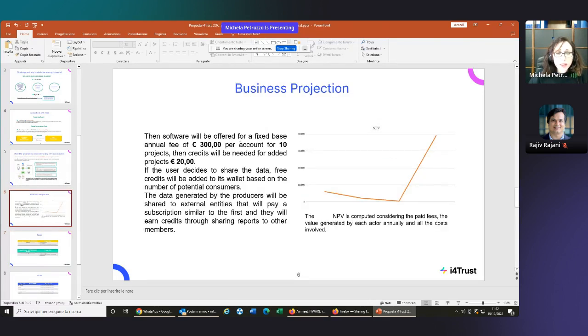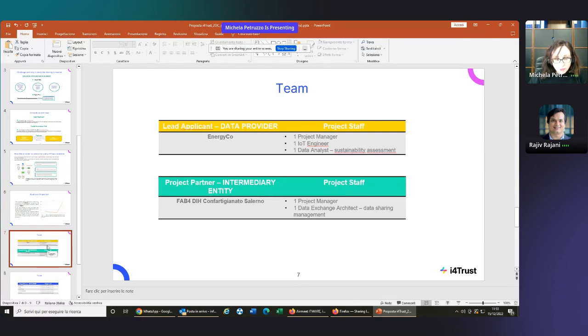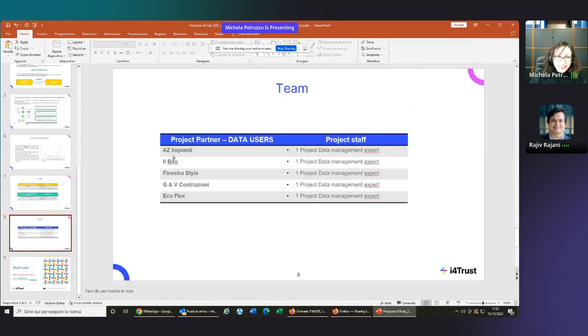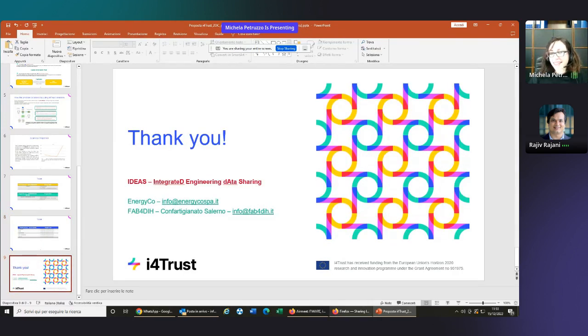Here we have a business projection. There will be a software which will be offered, and if the user decides to share data, they will gain credits. So this is the projection in terms of monetizing the model. The project staff will be made up of IoT engineers, data analysts, and so on. This is the consortium. Yes, I've been running out of time, but I hope I've been clear enough.